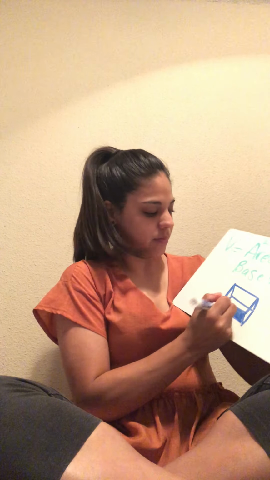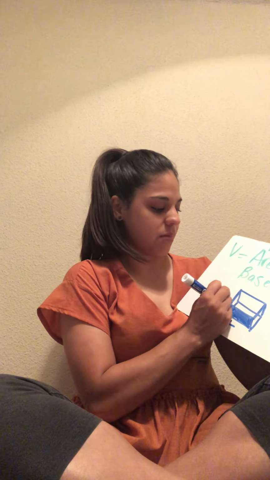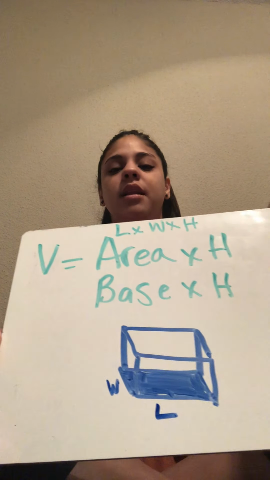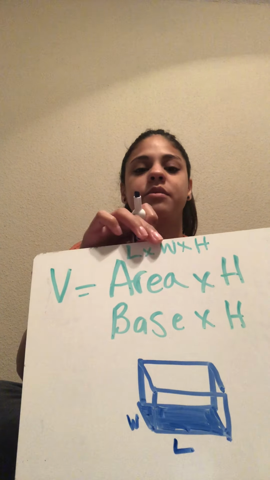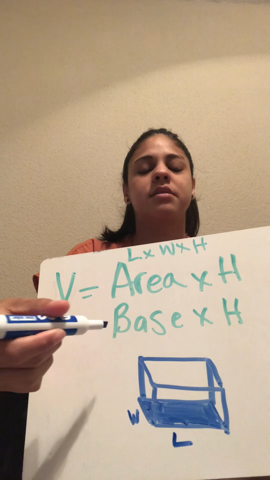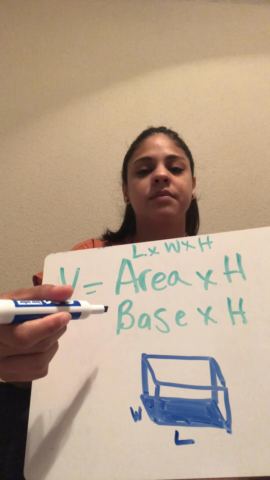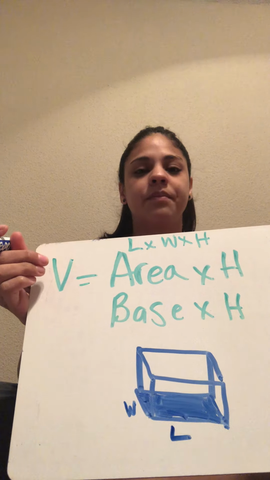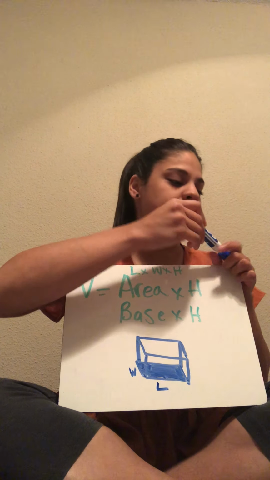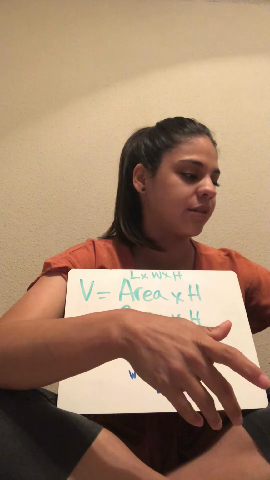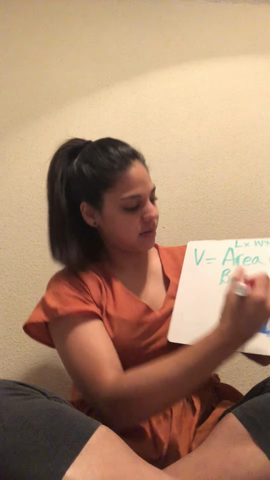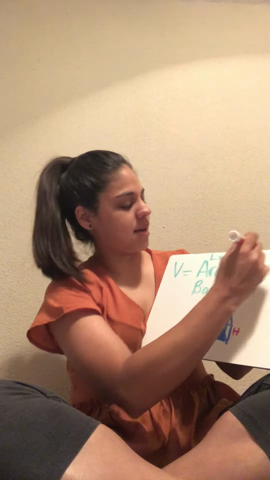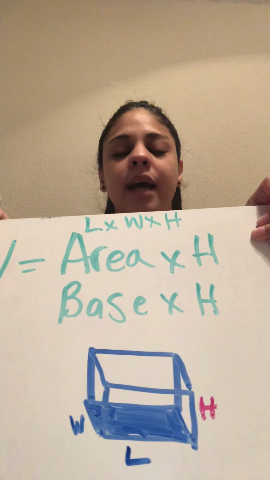So the base is still the length times width. The length times the width, so that's the first part, length times width, which is also the area, and it's also the base. All right? So the height is the layers, is how tall it is, right? That's the height.